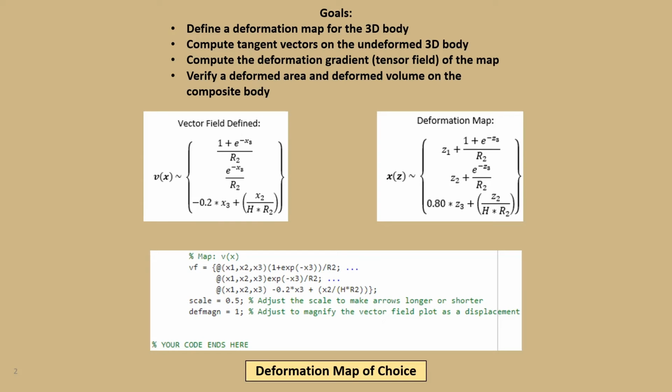The goal of this week's project is very similar to last week's, only now we are tasked with verifying the deformed area and deformed volume of some parts of our composite body. As you can see, I've highlighted the definition of my vector field and deformation map, along with the appropriate lines of code within MATLAB. This deformation map is an exponential function where my structure will be collapsing exponentially, and this will essentially be a snapshot in time of when the structure is failing.